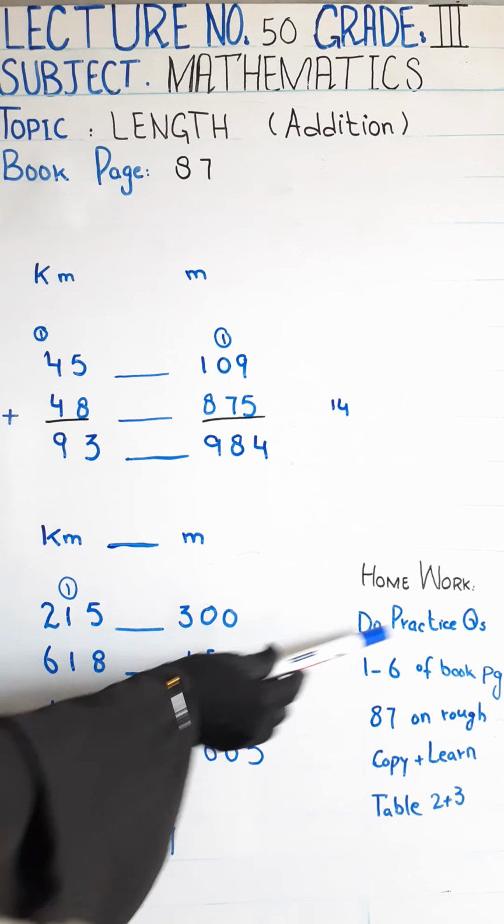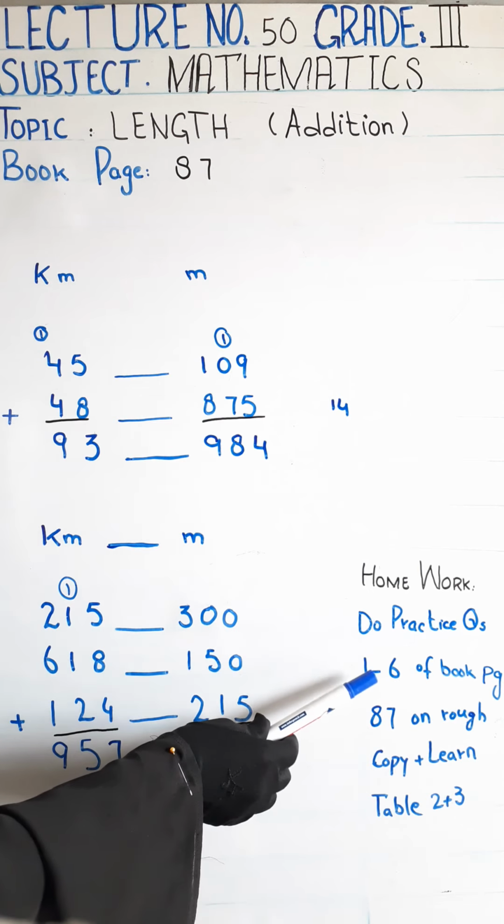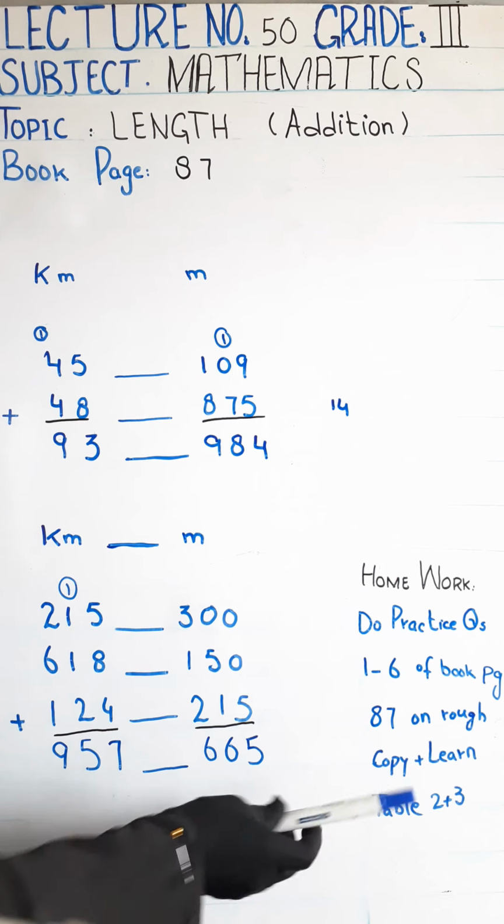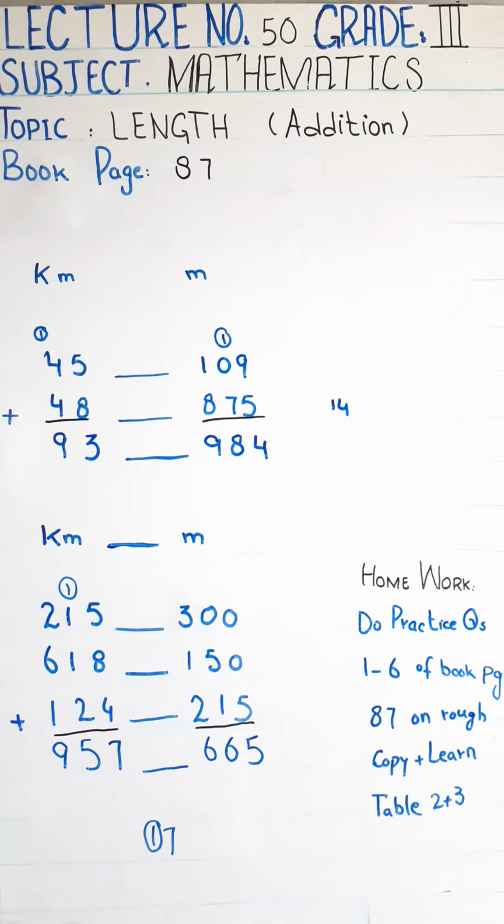Your homework is to do practice questions 1 to 6 of book page 87 on a rough copy, plus learn tables 2 and 3 again. Clear, student? Copy these questions from your book and solve. The questions are already given in vertical order, so you will face no problem, inshallah.